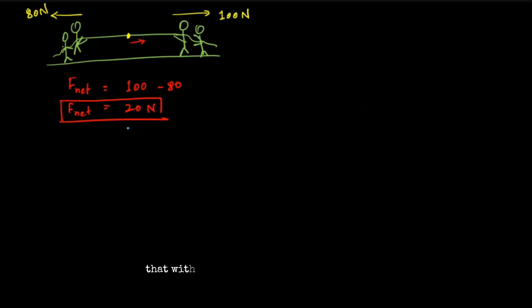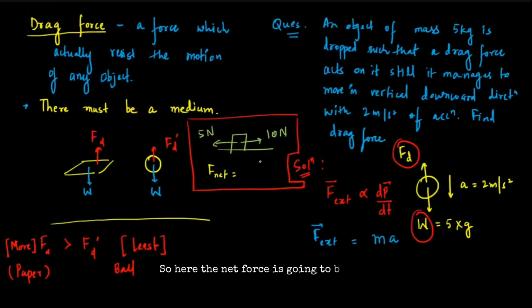And if I want to find out with how much acceleration it is moving, we'll simply put ma equals 20. If you have the mass, we can directly calculate the acceleration easily. Similarly, let's come back to this case. So here the net force is going to be what? 5 newtons to the right, moving to the right. 5 newtons towards right. Correct.